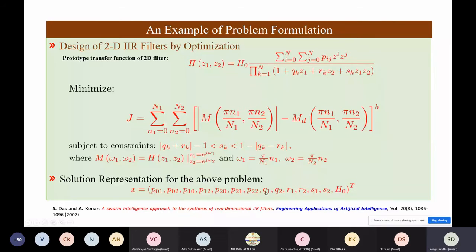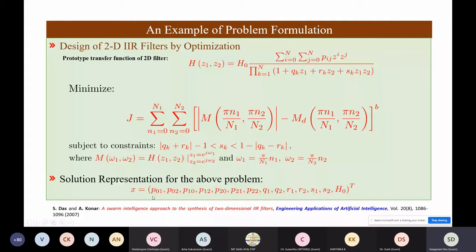The solution could be represented in this manner. So this is a vector. This vector contains, for a second-order system, where this capital N is the order of your filter, all parameters in this transfer function.